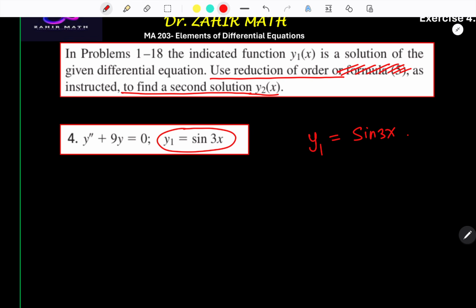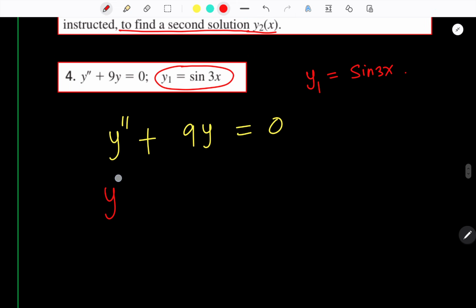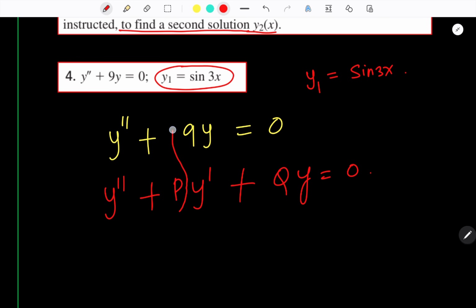The second thing, the equation which is given is y double dash plus 9y equal to 0. What is your general equation for this model? For this general model, this is y double dash plus p y dash plus q y is equal to 0. In the formula, we need p. So can you tell me what is the value of p here?